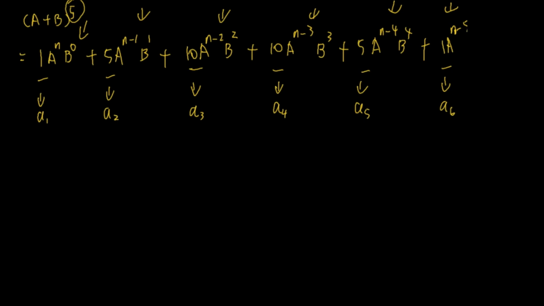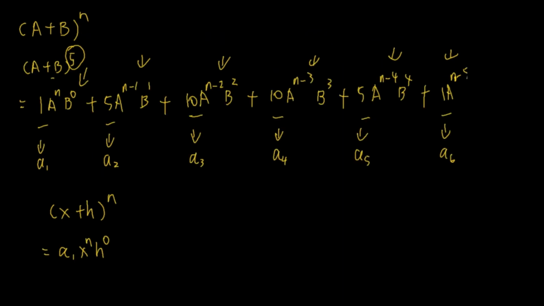Let's make sure this looks good. So (x + h)^n. How do you expand this? We don't know what n is, so we have to write it generally. We have to write a1 times x^n times h^0, just the same as this term here. So x is a and h is b.